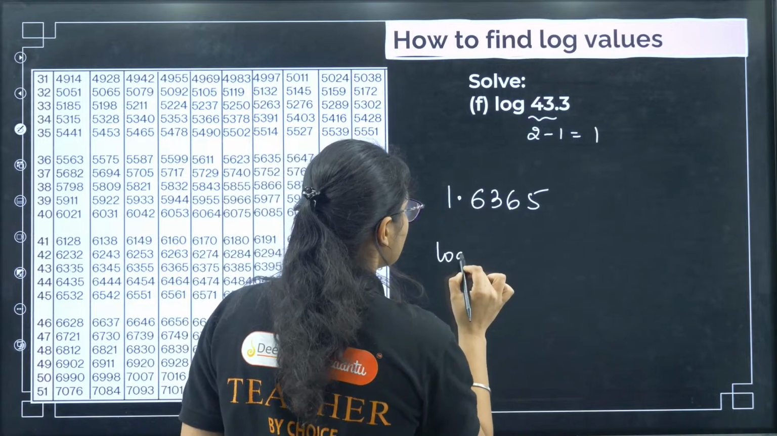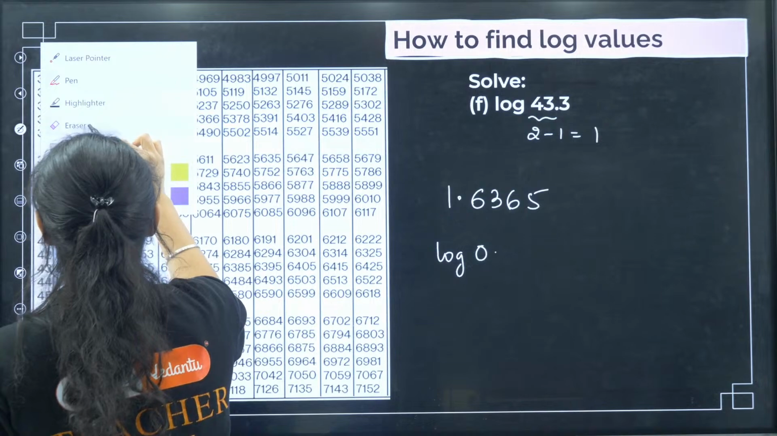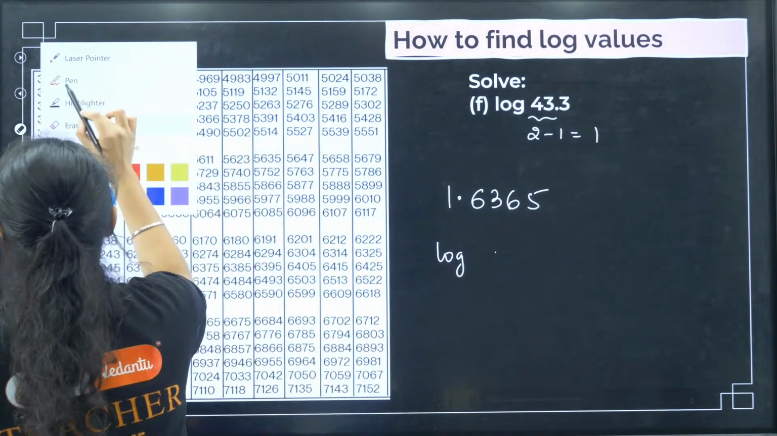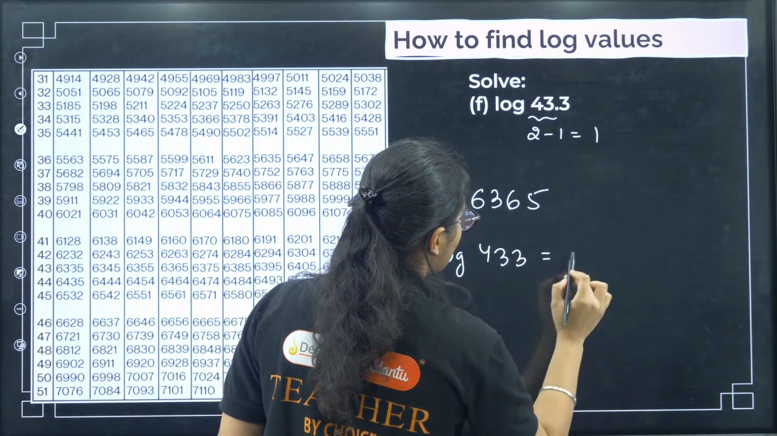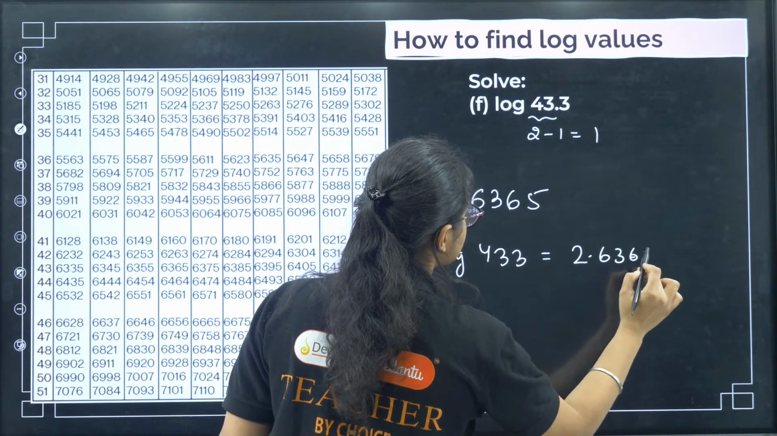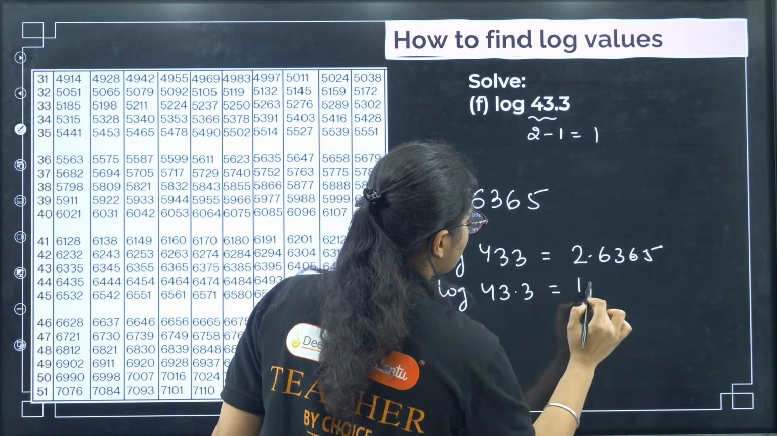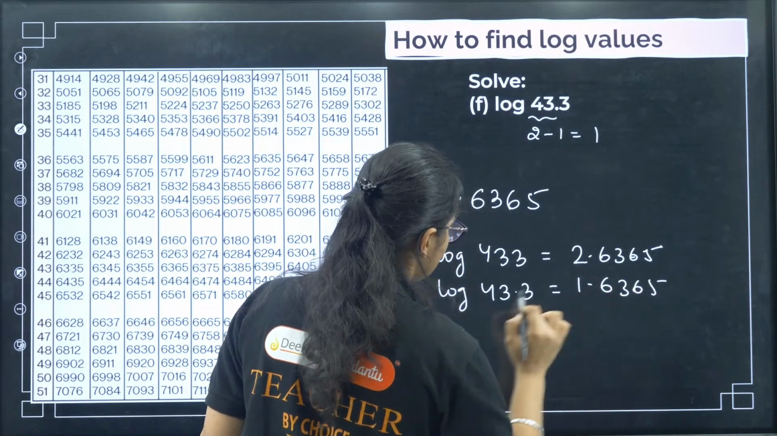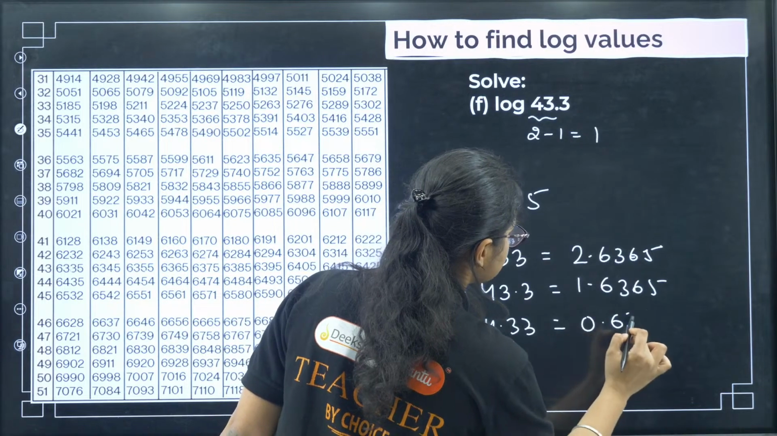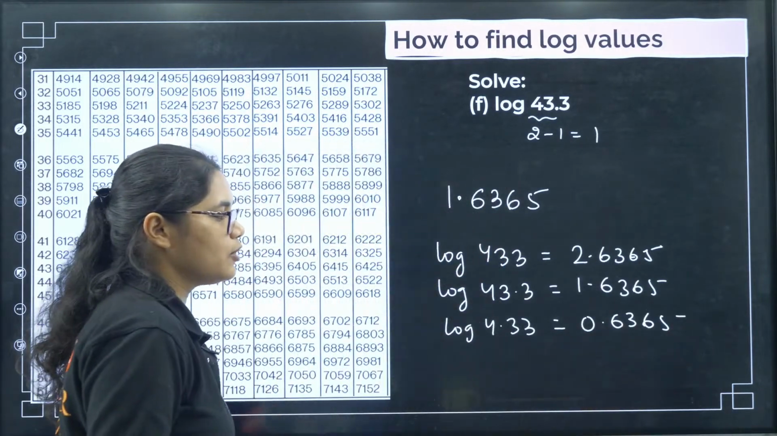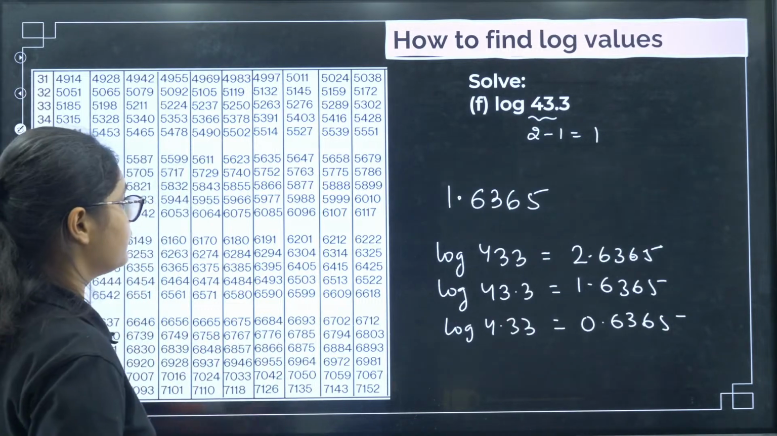If I have log 433, then it will become 2.6365. If I have log 43.3, then it will become 1.6365. If I have log 4.33, then it will become 0.6365. I hope all of you have got the difference now and it is clear to all of you.